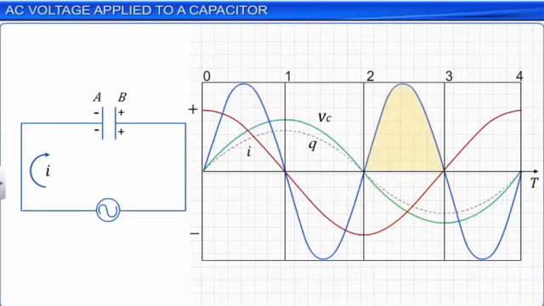In the last time interval 3 to 4, the direction of current again reverses at 3. Thus, the charge begins to deplete from the capacitor plates, thereby reducing the effective voltage across the two plates. The voltage finally becomes 0 at 4.